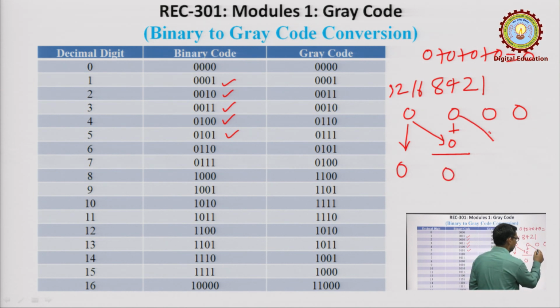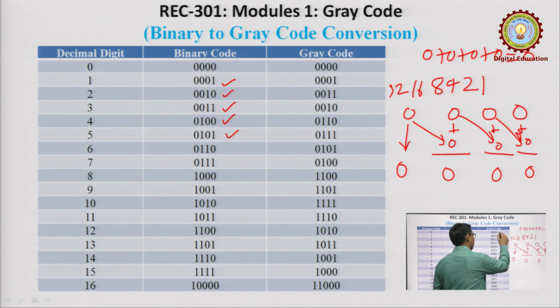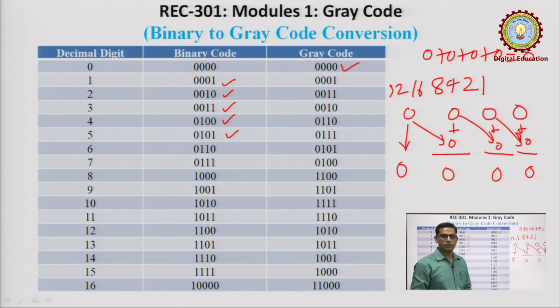Now, this will go here plus 0. What will be the answer? 0 plus 0 is equal to again 0. This will go here plus 0, and 0 plus 0 is equal to 0. That is why we get the gray code 0 0 0 0.